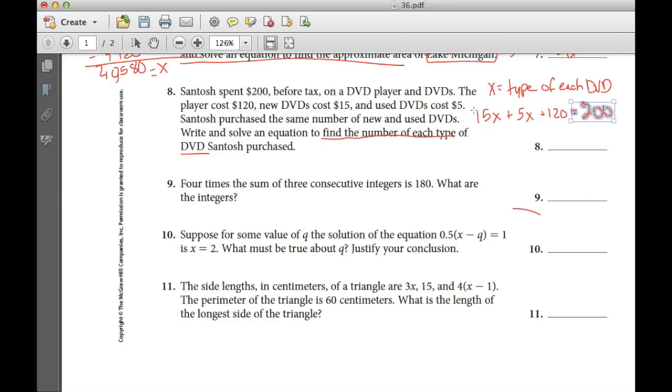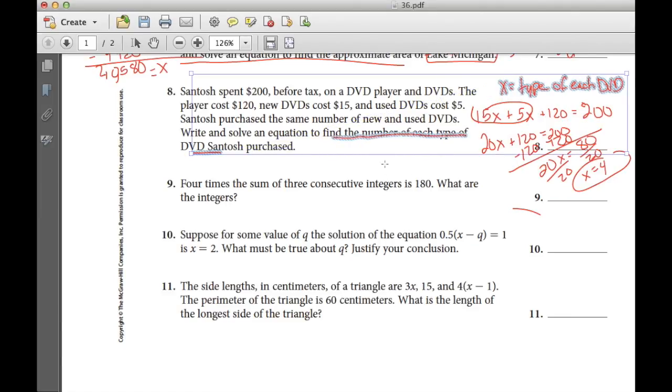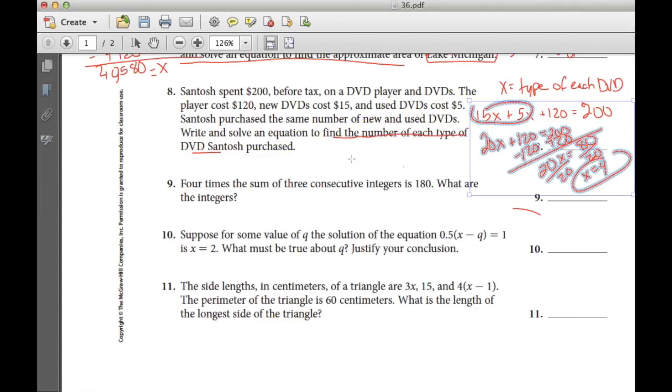So let's simplify this by combining like terms. That's 20x plus 120 equals 200. Minus 120 from both sides, and we get 20x equals 80. Divide by 20, divide by 20, x equals 4. So it says find the number of each type of DVD. So the answer to this problem would actually be 4 used and 4 new DVDs.